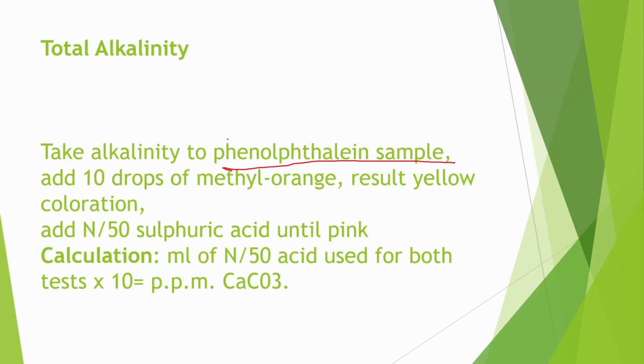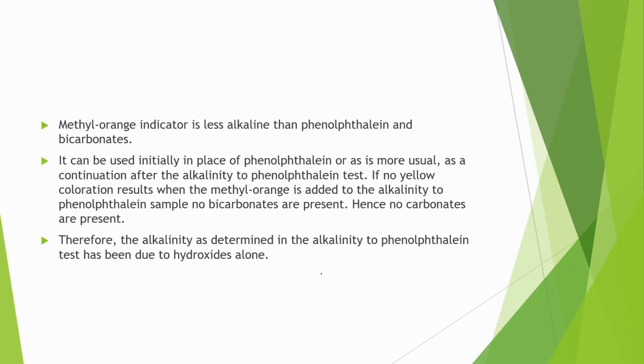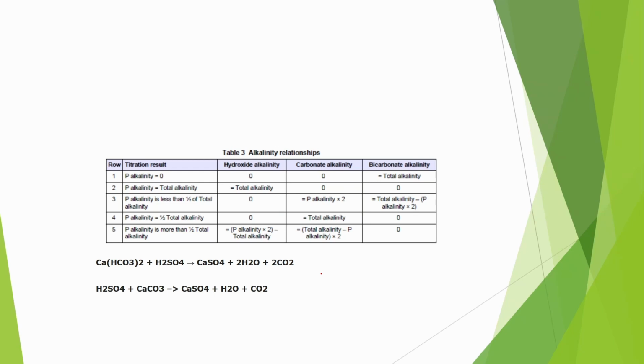So the reaction you can see from here. We will take the sample from the phenolphthalein alkalinity, then we will add 10 drops of methyl orange, and we will count the number of drops of sulfuric acid we added until it turns pink. So ml of N by 50 acid used for both tests, into 10, will give us the ppm of CaCO3.